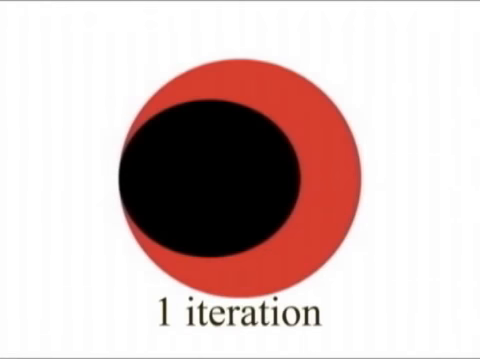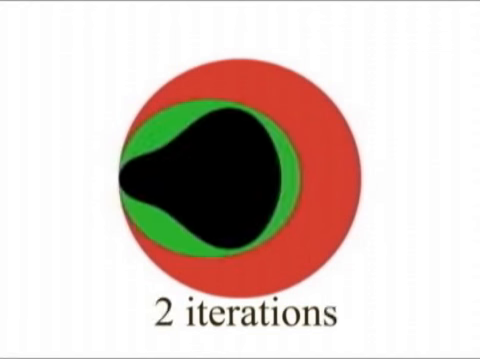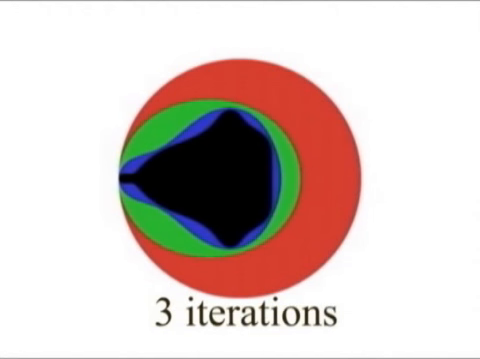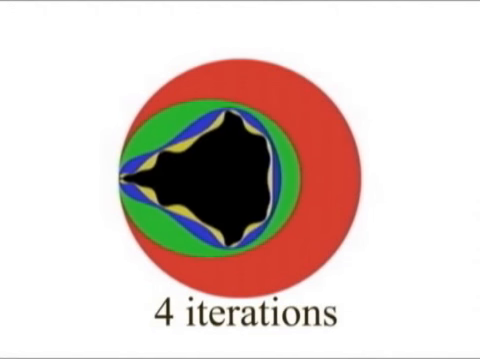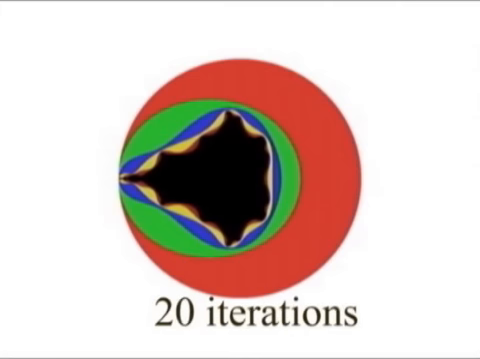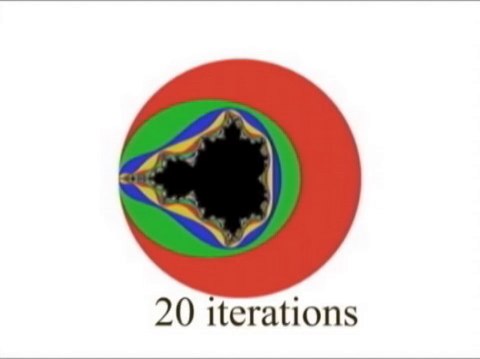Now let's iterate the function again for every number within the black region. Each number whose output escapes the circle after the second iteration will be colored green. Now let's do it a third time using the color blue, and a fourth time with yellow. Now let's take it up to 20 iterations, repeating these four colors to display all the numbers whose outputs escape the circle at each successive iteration.